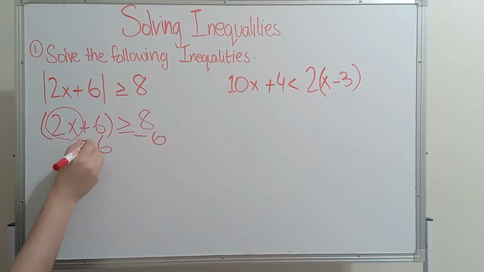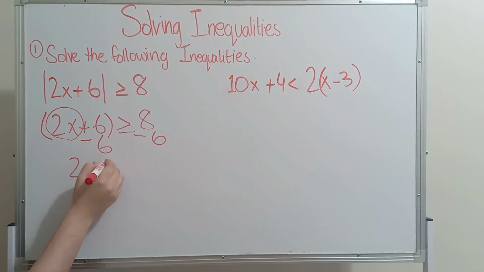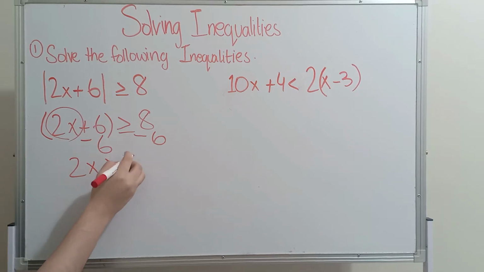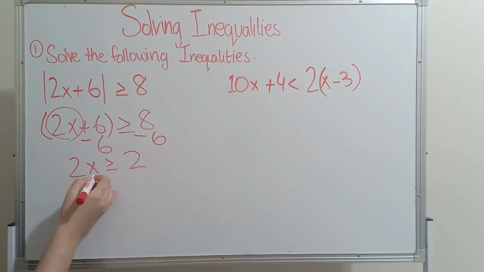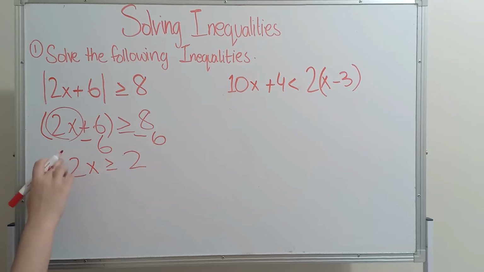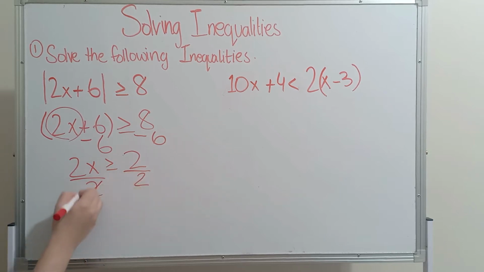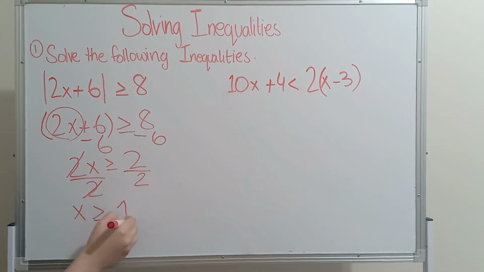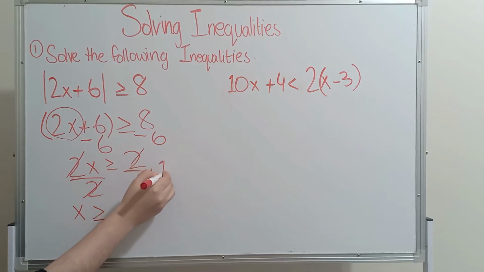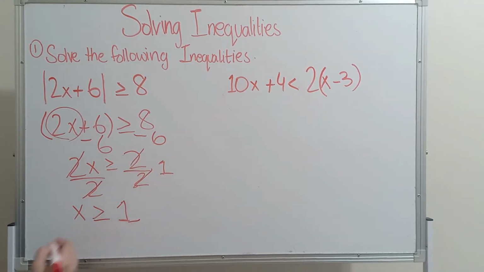Now after we have subtracted 6 from this side, we will have 2x by itself, and we will have 2 here. Now we just want this variable, not this number here, which is the coefficient. So we are going to divide both sides by 2, and we will have the x variable by itself. Now we will have x is greater than or equal to 1, because if we cross these two out, we will have 1. So that's how we solve the first question.